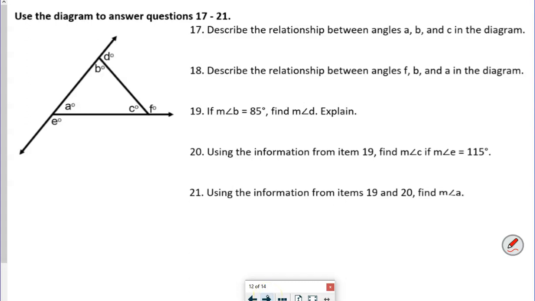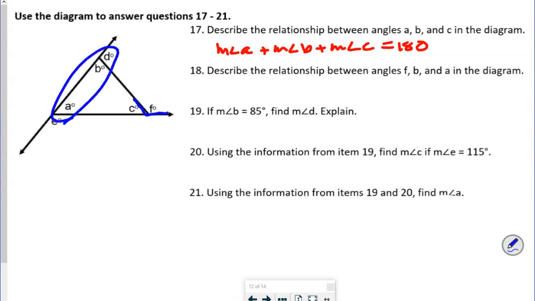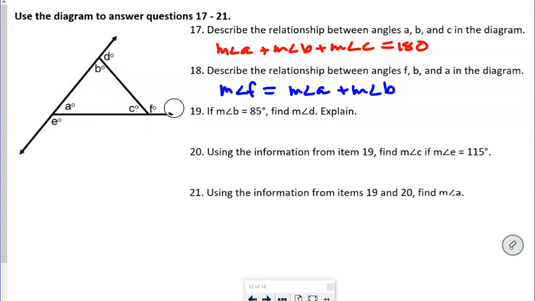Describe the relationship between the angles A, B, and C. So we're talking about the angles inside the triangle. So don't we go measure of angle A plus the measure of angle B plus the measure of angle C equals 180, right? Then for number 18, describe the relationship between F, B, and A. So this is F out here, and this is B and A. So you're going to add those together, and they equal that exterior angle. So the measure of angle F is equal to the measure of angle A plus the measure of angle B, right?